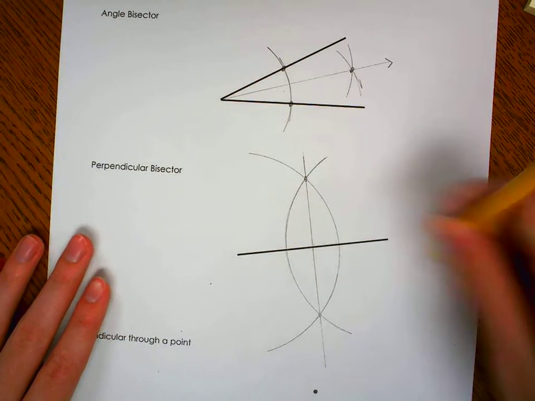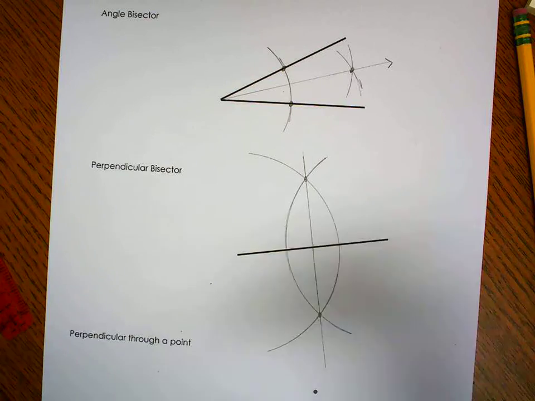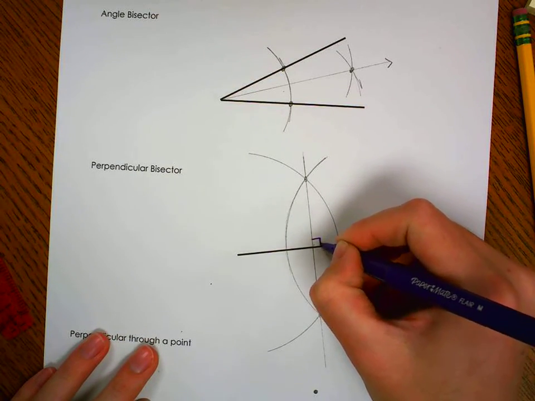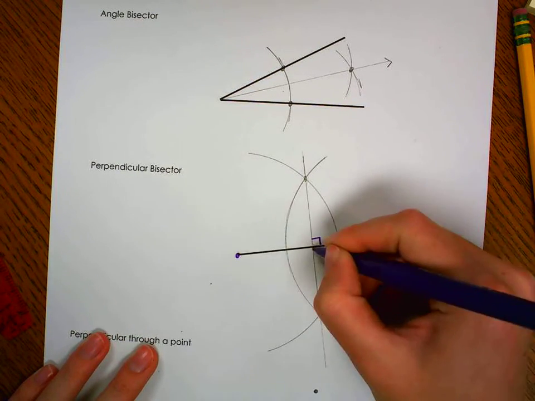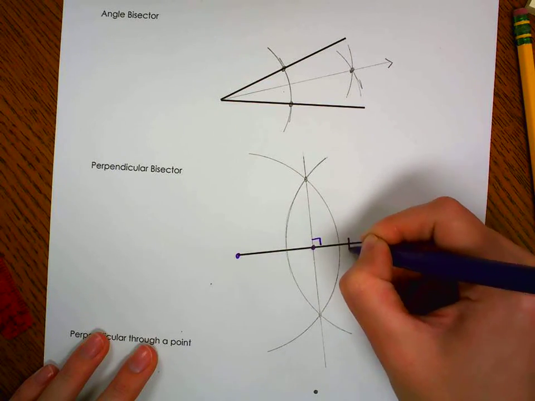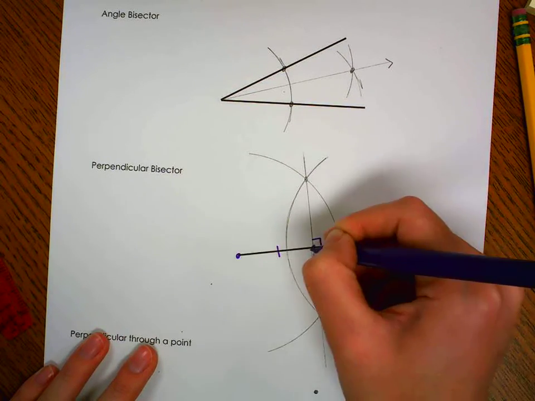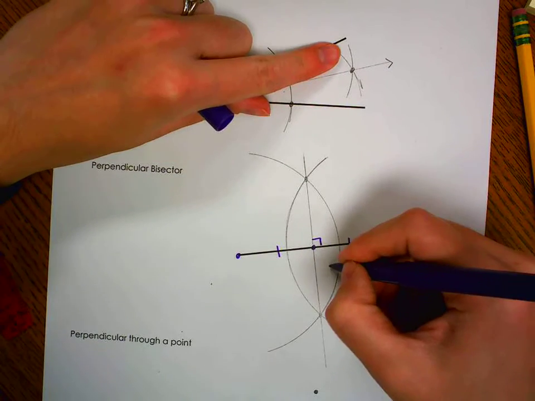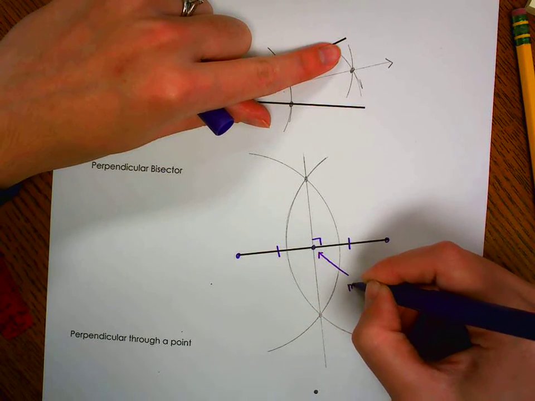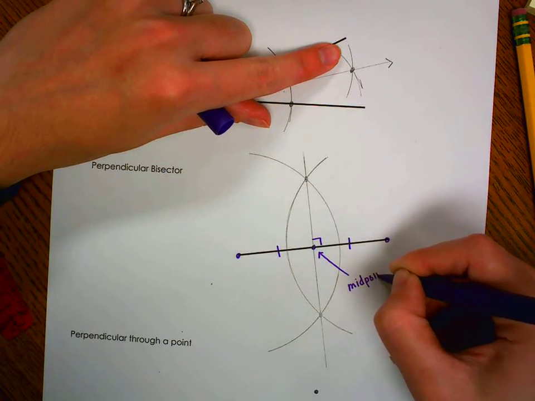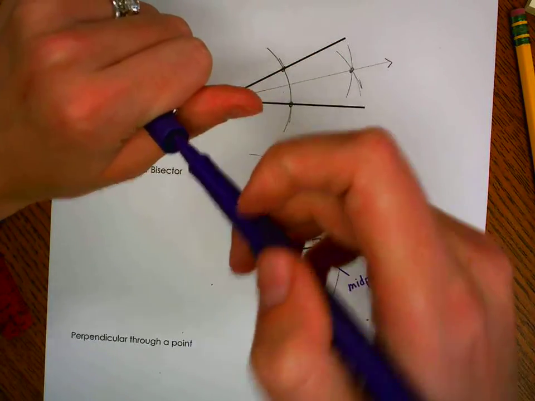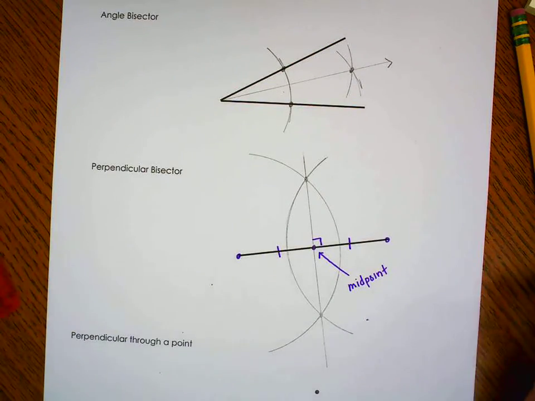Okay, this is my perpendicular bisector because this is perpendicular to this segment, and it cuts this in half. So this from here to here is the same as this from here to here. And it's also worth noting that this thing right here is my midpoint. So if I ever ask you to construct a midpoint, that's what I'm talking about. Okay, we've got one more.